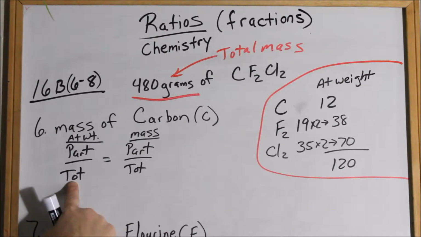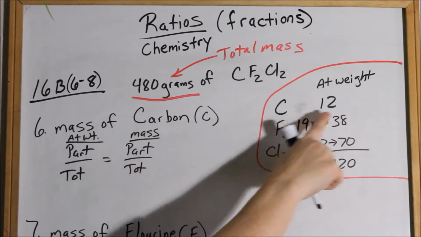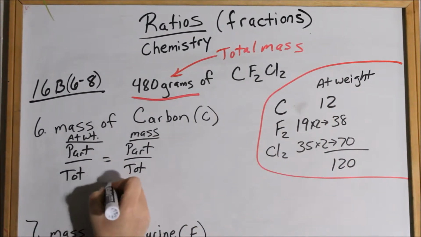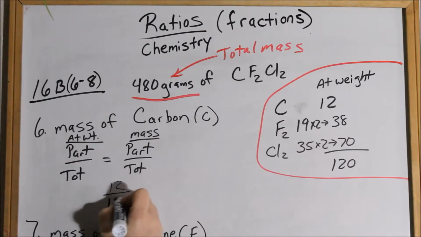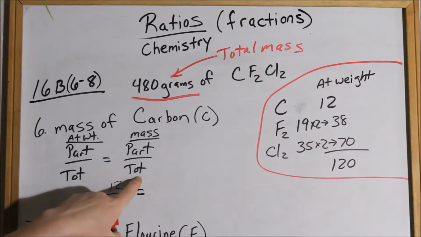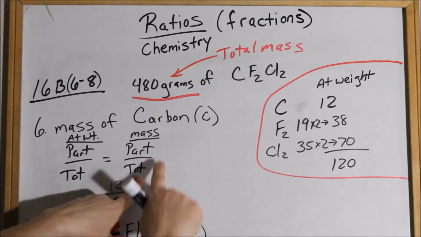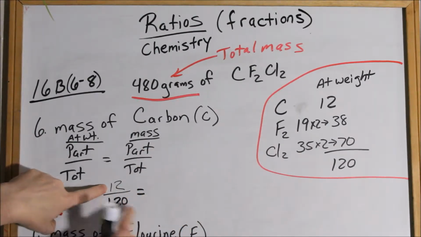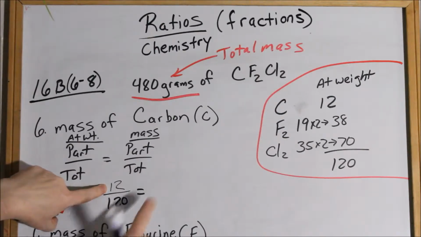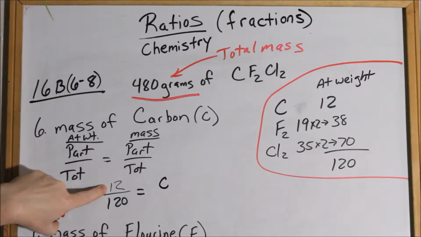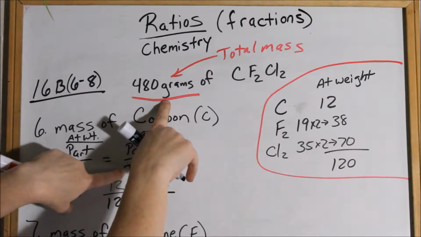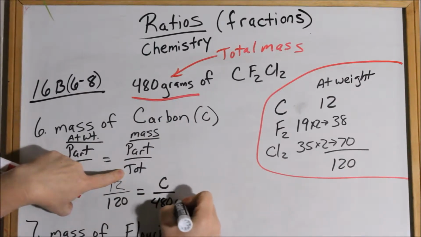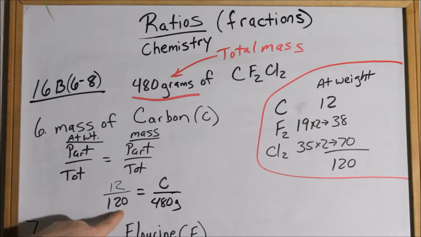We're going to do the part over the total. So we're looking at carbon, so the carbon is just 12. So we have 12 over the total. The total weight of the compound was 120. We're going to set it equal to another fraction that has to deal with the mass. If carbon is in the numerator, carbon has to be in the numerator on the other side of the equal sign. We don't know the mass of the carbon. That's what we're looking for, so I'm just going to put a C. Over the total mass of the compound, we were told up here in the problem that it was 480 grams.